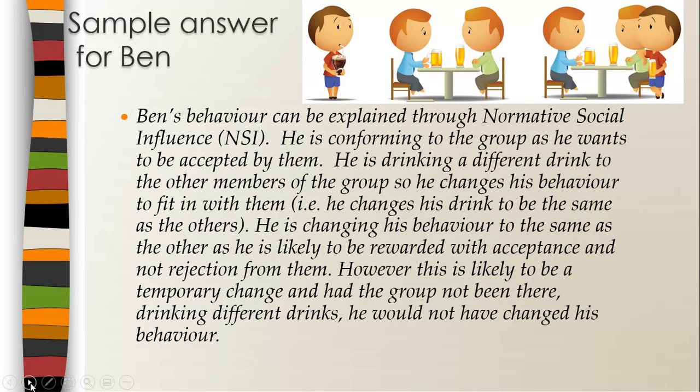So Ben's behaviour can be explained through NSI. He's conforming to the group as he wants to be accepted. He's drinking a different drink to fit in with them. He changes his behaviour to be the same as them because he's more likely to be rewarded with acceptance as their group. However, it's likely to be a temporary change, as if the group isn't there, or if he goes to get a drink again, he would more likely choose his favourite drink. So that's NSI. Conforming to be liked to fit in, it tends to be a more temporary thing.